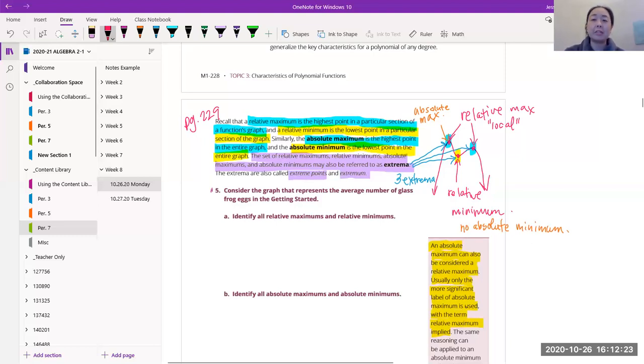Another thing that a student had brought up: an absolute maximum can also be considered a relative maximum. Usually only the more significant label of absolute maximum is used, with the term relative maximum implied. So if it's an absolute maximum, that automatically implies that it's a relative maximum. You don't have to say it's an absolute maximum and a relative maximum. It's like saying you're the best in the whole world. That assumes that you're the best in your area, because how could you be best in the whole world if you're not even the best in your region, or relative to the people around you?